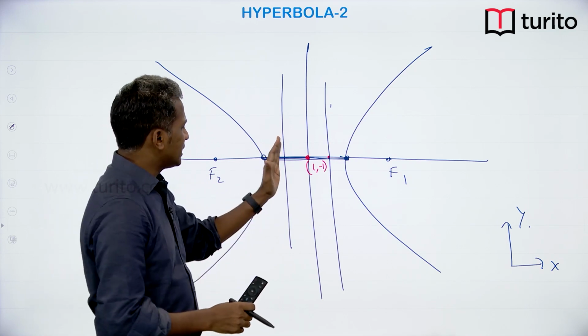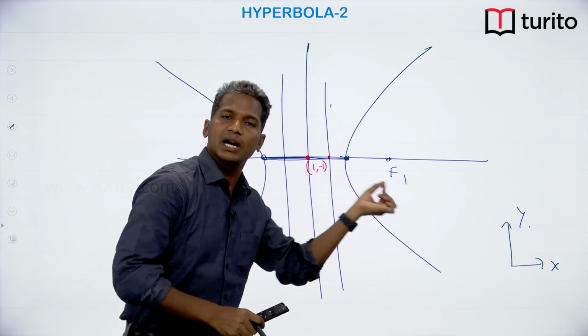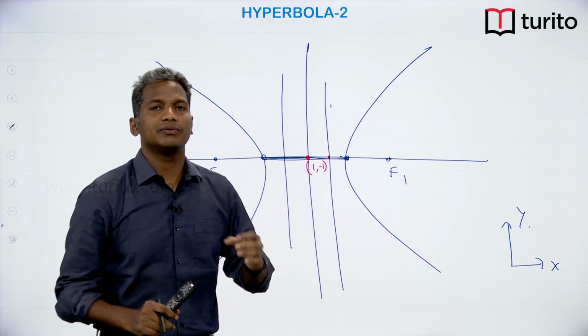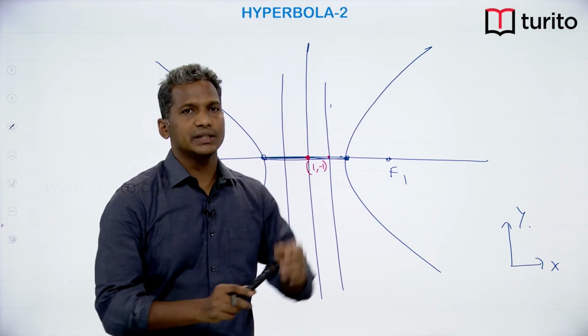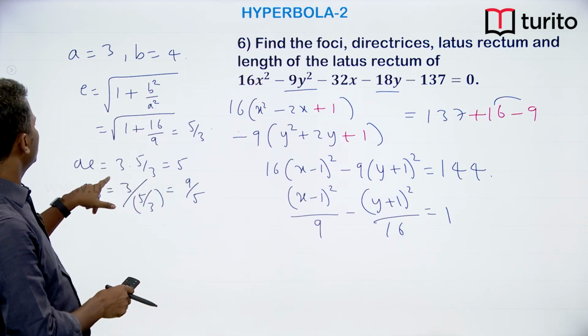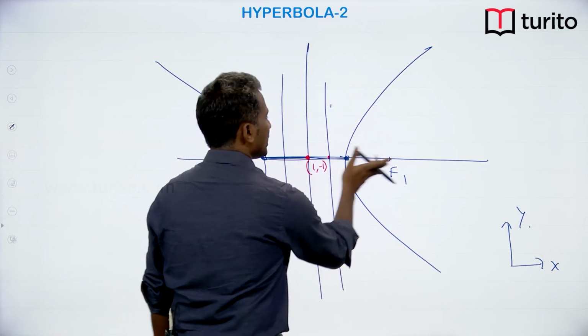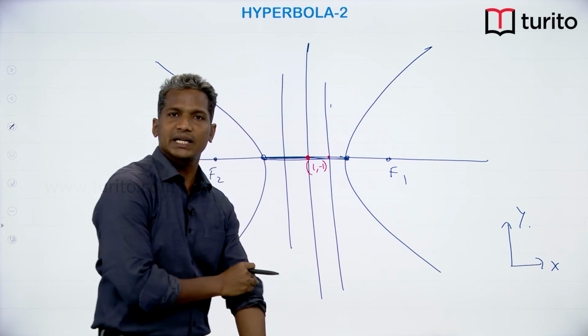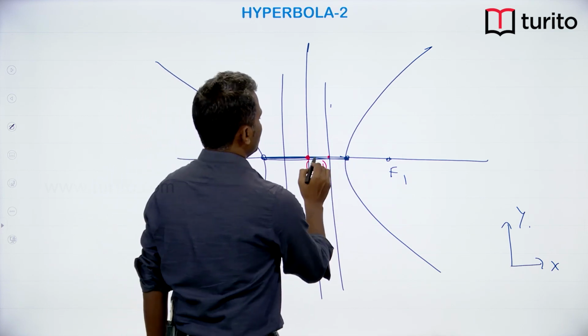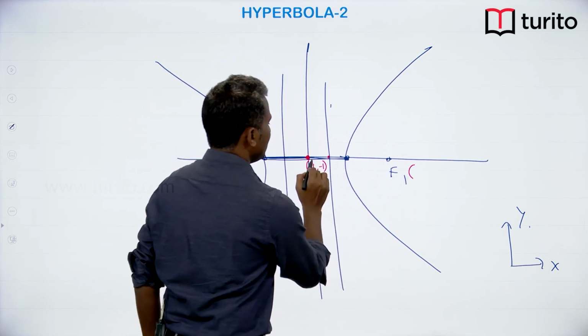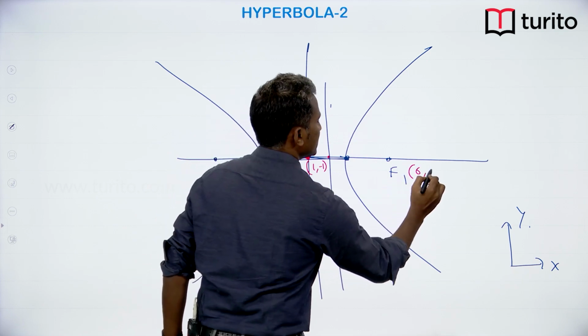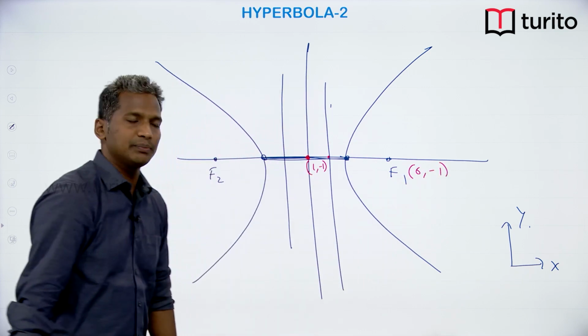Now, from the center, how much distance do we have to travel to get the focus? We have to travel a into e distance. What is the value of a into e here? It is already 5. So, from here we have to travel 5 units parallel to x axis. So, that means here only x coordinate will change, which is 6, and y coordinate will remain same.